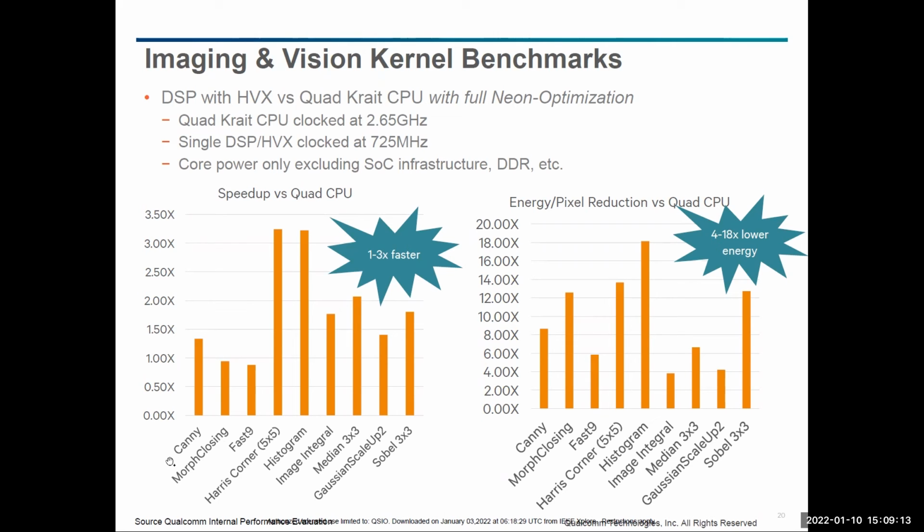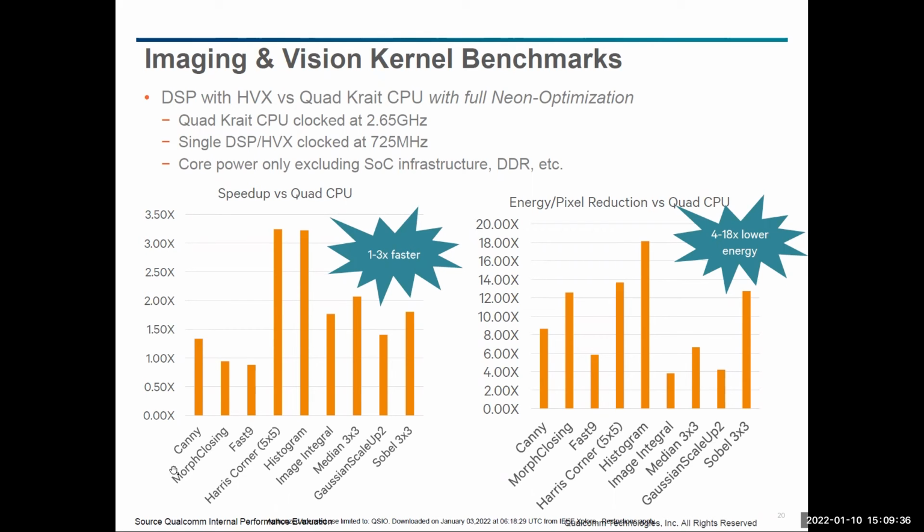So here you can see this graph tells about the performance in terms of cycles taken to execute a kernel, and 1x is the performance of the quad-core ARM CPU, whereas the bars that you can see are the performance of the HVX architecture.